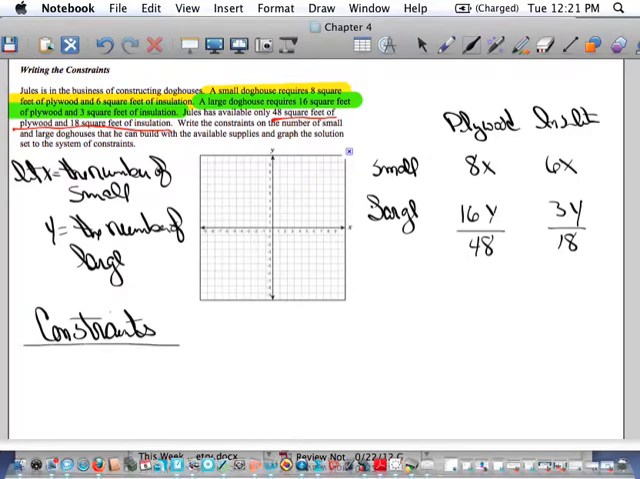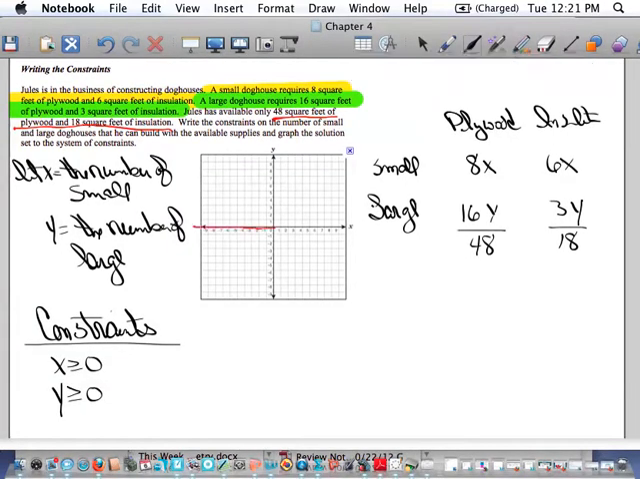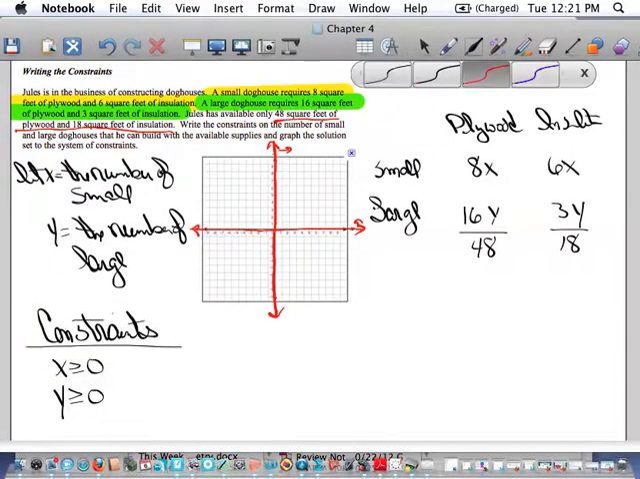Okay. We always have to remember, is he going to produce less than 0 small dog houses? No, that doesn't make sense. So X will be greater than or equal to 0. Is he going to produce less than 0 large dog houses? No. So Y is also going to be greater than or equal to 0. So we're going to be looking in this region, again in the first quadrant. So we're to the right of X equals 0 and above Y equals 0.